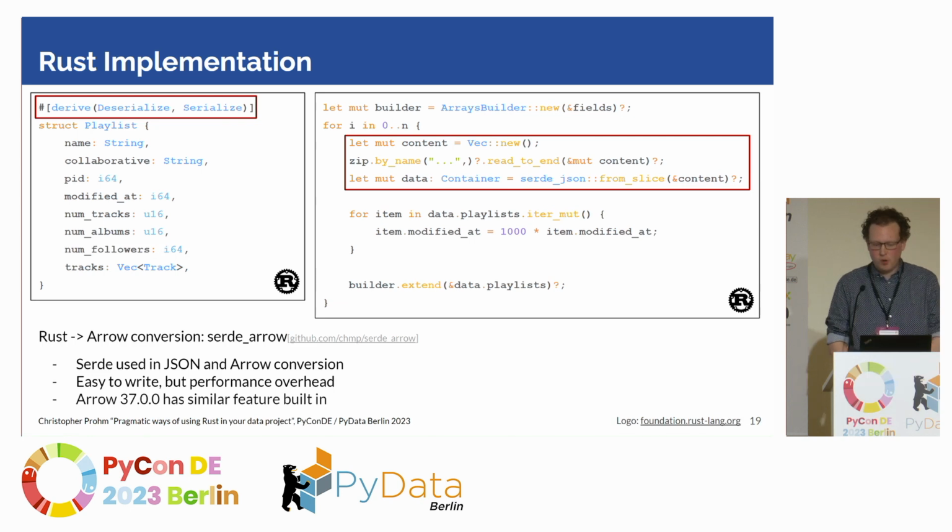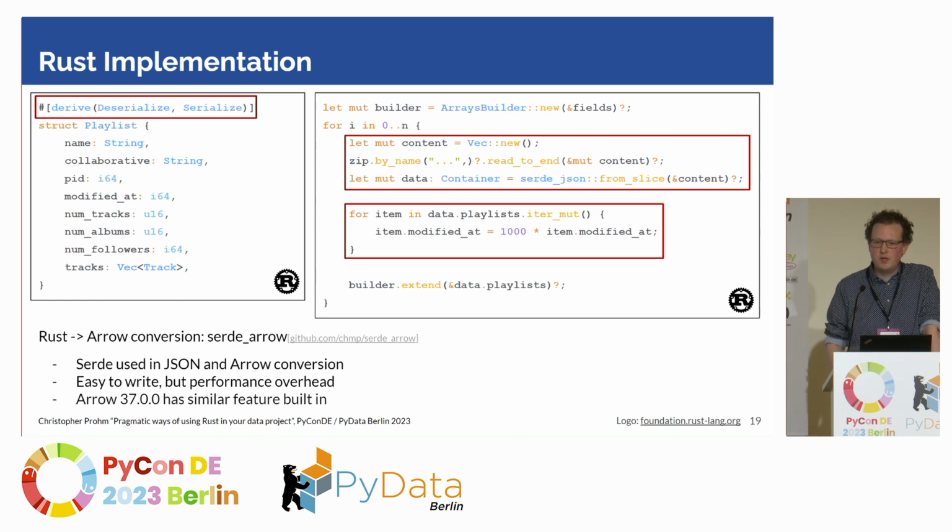The operations are more or less the same. First of all, we loop over the individual files and load the JSON document. The specifics are Rust specific, but in principle it's the same step as in Python. Then we iterate over the individual playlists and perform this factor of 1,000 conversion. Then we push it into this builder object to build our Arrow arrays in RAM. We can then write it to disk and use it with something like Polars, for example, to do the analysis on top.